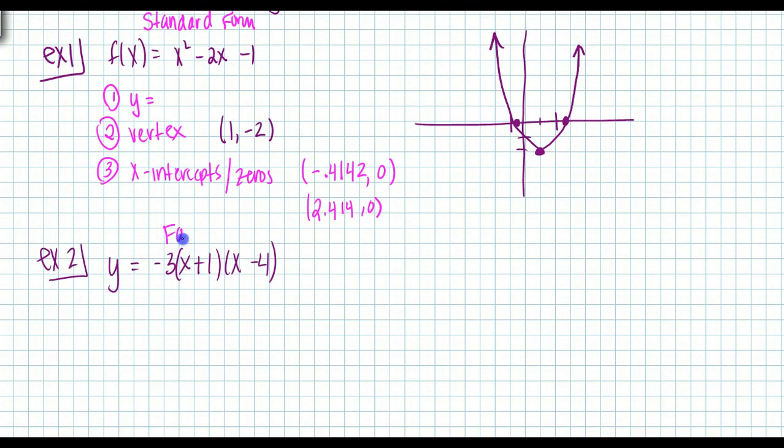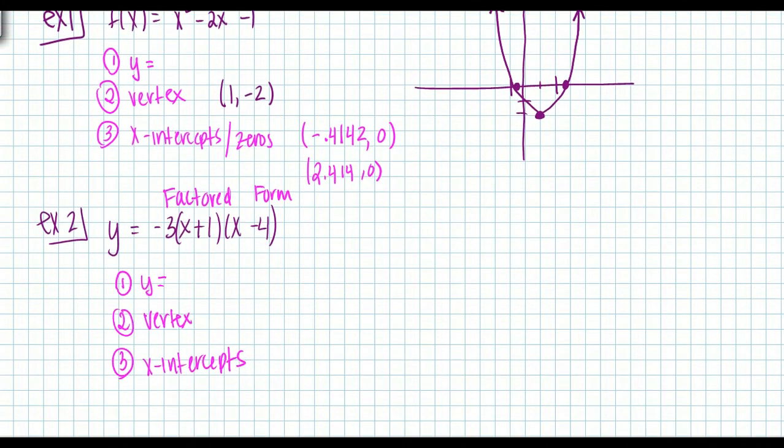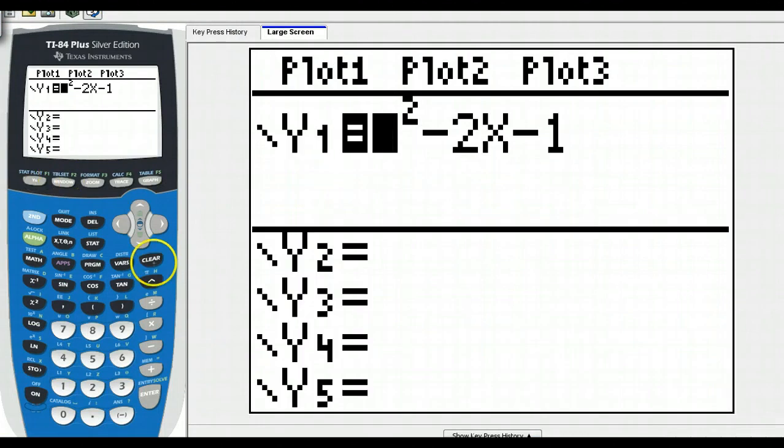So in example 2, this equation is already factored. So there's a couple things we could do. We can go to y equals, plug it in, find the vertex, and then we get to talk about the x-intercepts. Right, the steps are always the same. So let's go to y equals and type that in.